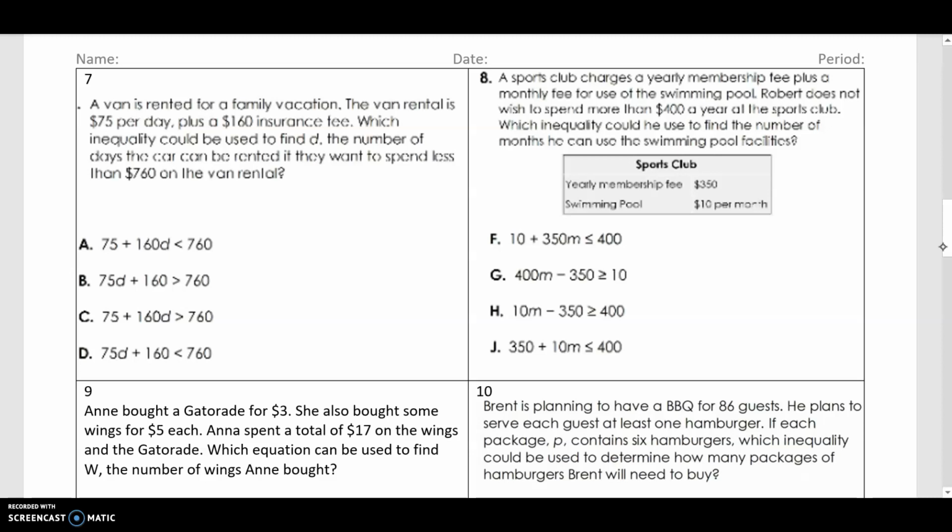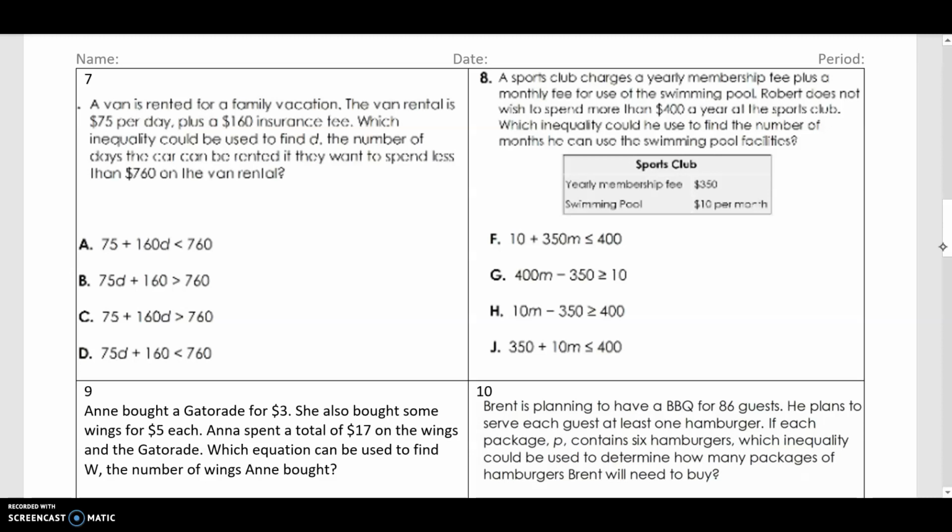Now you guys are on your own. Please make sure you're text coding. So I'll still read them with you, but I'm not going to be text coding as much. Make sure you're text coding, okay? So as I read, I emphasized important information. So the van rental is $75 per day, and then plus $160. Which inequality can be used to find D, the number of days that the car can be rented if you want to spend less than $760?